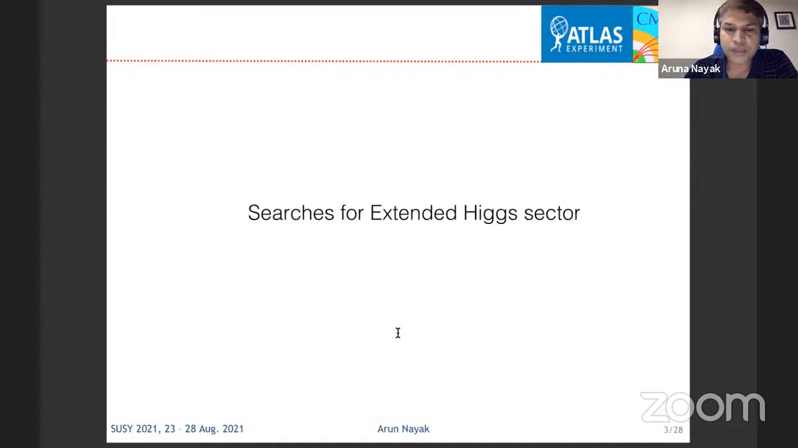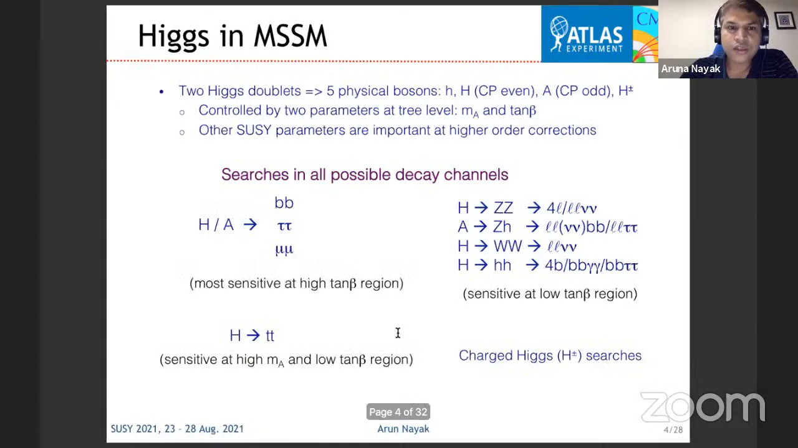So let's first discuss the extended Higgs sector. The most important one is the search for the Higgs boson in the MSSM, which is the most promising extension of the standard model. In the MSSM, we have two Higgs doublets, which result in 5 physical Higgs bosons, 3 neutral and 2 charged Higgs. The MSSM Higgs sector is controlled by 2 parameters at tree level, the mass of the A boson and tan beta, while other SUSY parameters are important at higher order corrections.